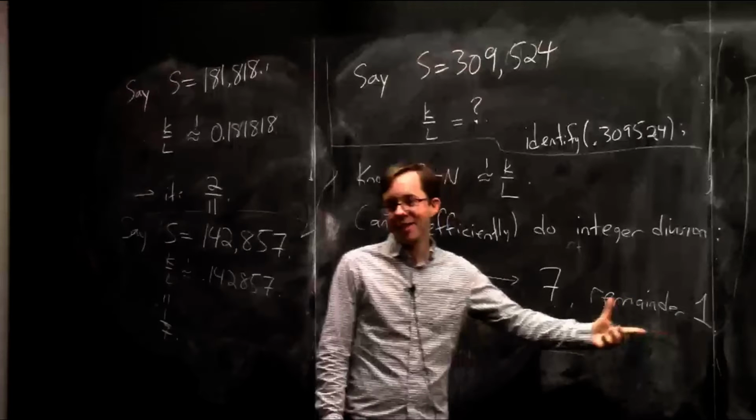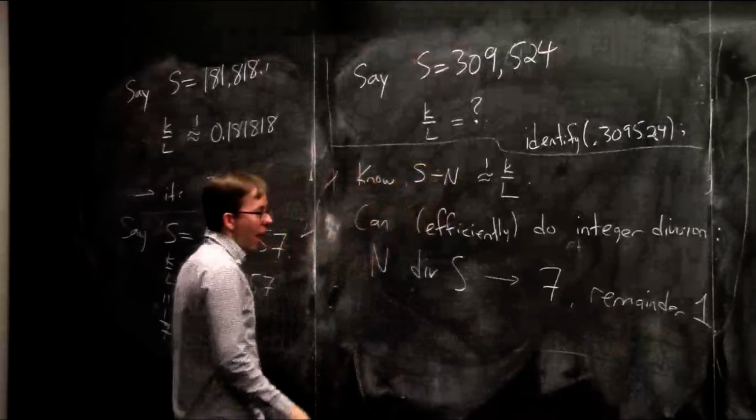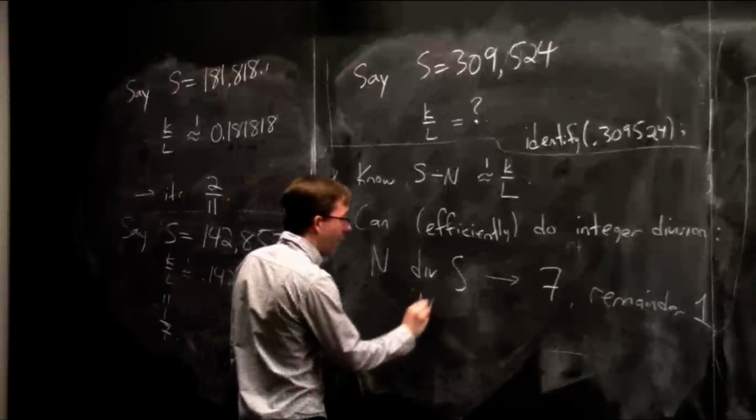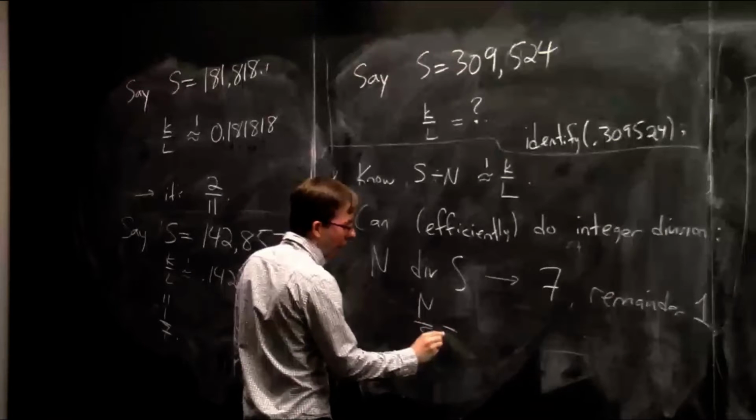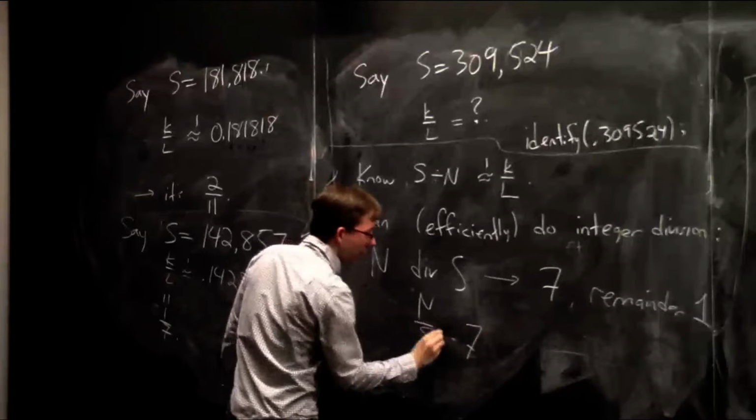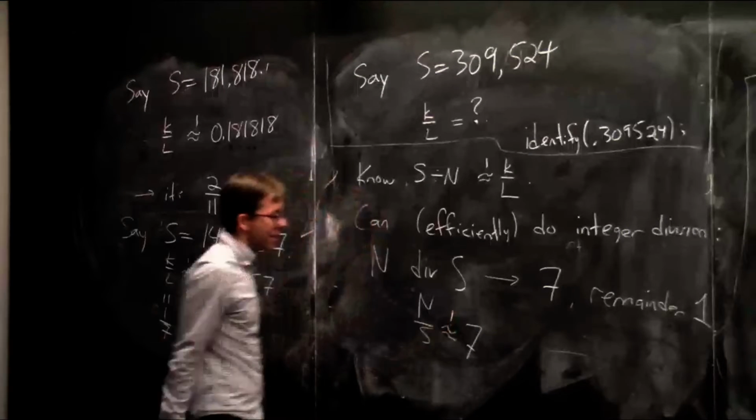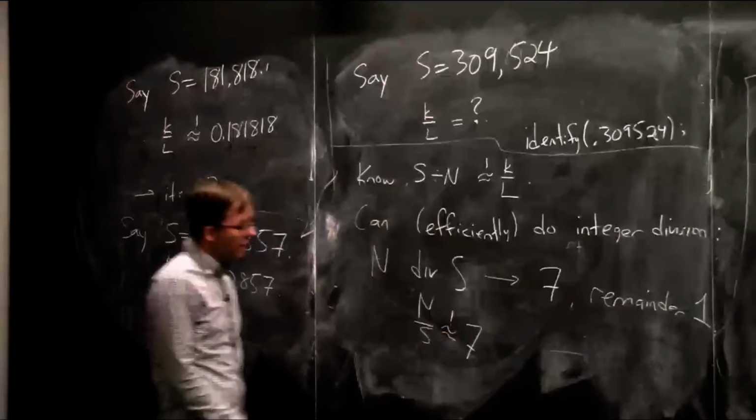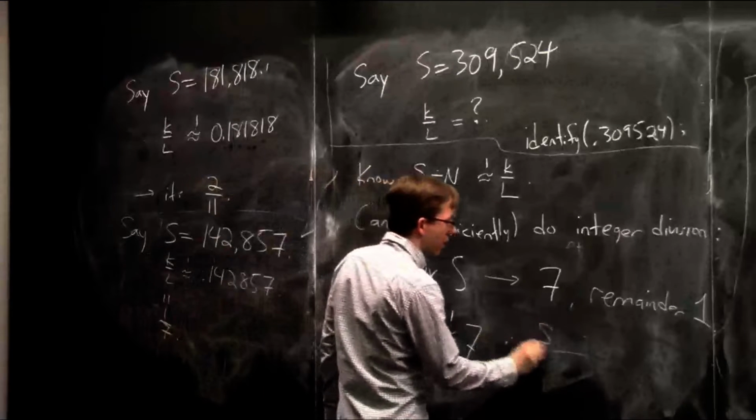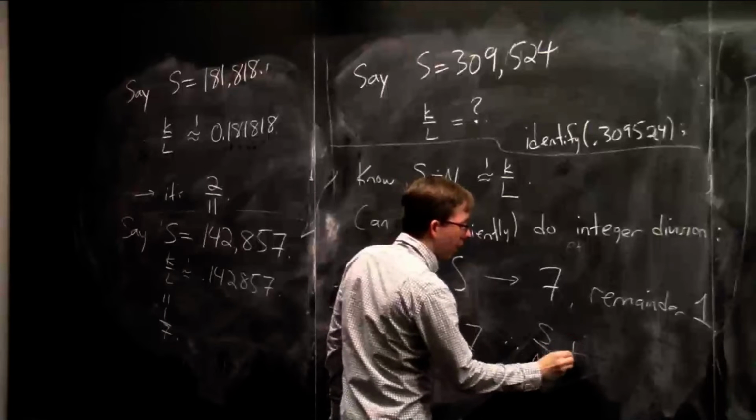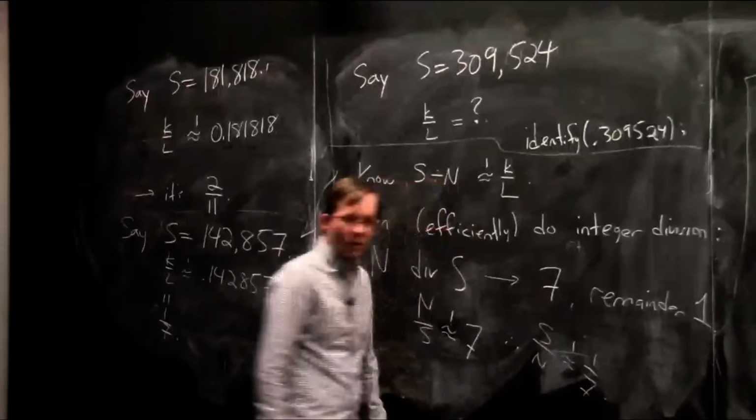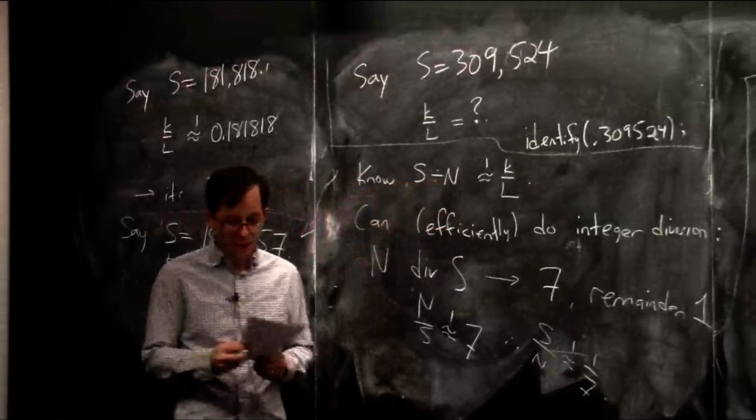Had we pretended this was 0, then we would literally know that n over s equals 7. This is basically what we've just discovered: n over s is ridiculously close to 7. And therefore, s over n is surely 1/7. OK?